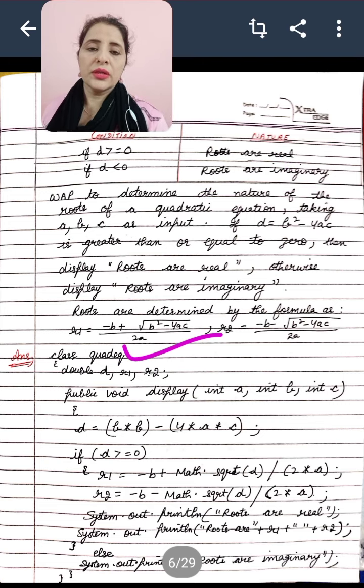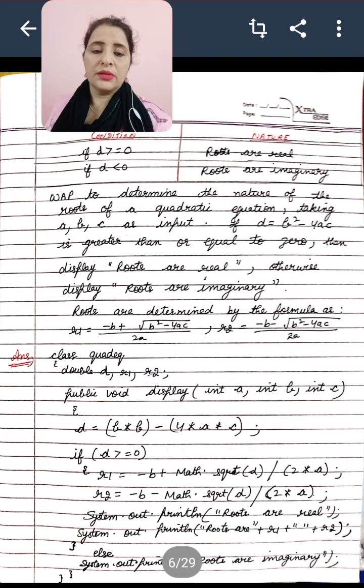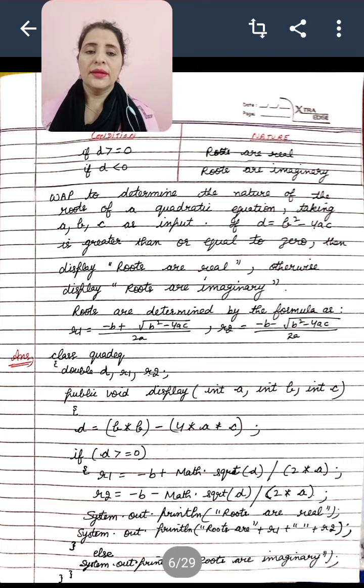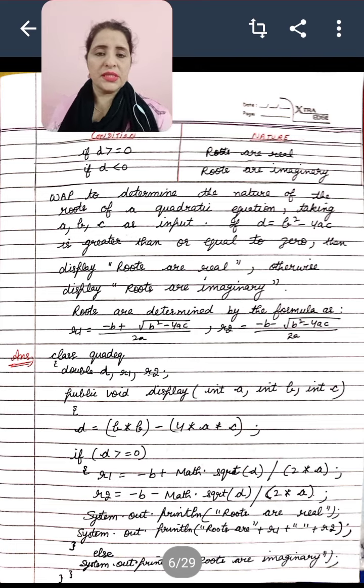Class quad EQ, that is quadratic equation, I have written the short form. Then all the variables which you need, discriminant you need, roots you need, R1 and R2, those we have declared of double type, because the answer can come in decimals also.